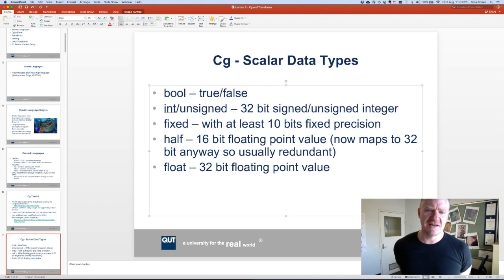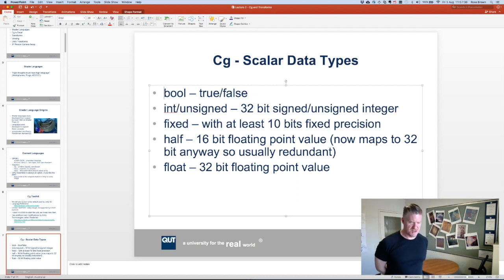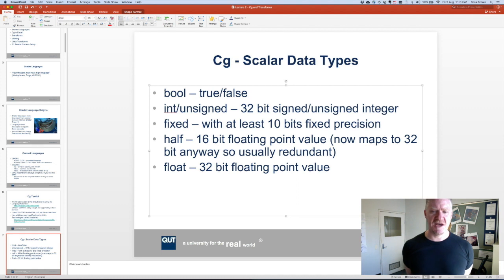It has a number of scalar data types. These are things you've seen before, they're very C-like. So there's bool, true, false. There's int, unsigned, which is a 32-bit signed or unsigned integer. There's a fixed precision number with at least 10 bits of fixed precision. There's a half type, which is a 16-bit floating point value. This now maps apparently to 32-bit anyway, I believe, so it's probably redundant, at least in HLSL, and probably the same in CG. So you are probably going to just use bool, int, or float. And they are the same as you've learned in C# and in C++ and in C. So it's not really particularly hard here.